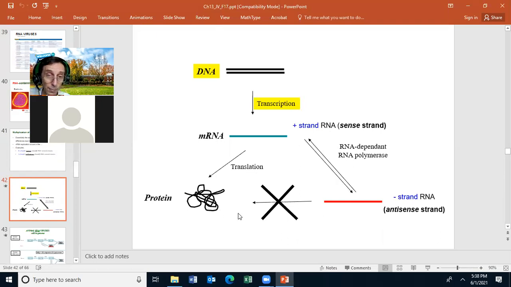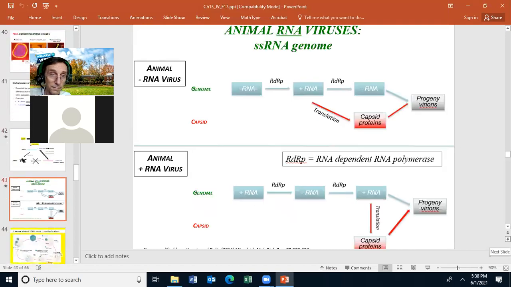Now, if the genome is a double-stranded RNA virus, it's very simple. You make the genome single-stranded, and you use one strand to make a copy of the other strand. Any questions about viral replication? All right, if there's no questions, I'm going to move on. And I've actually already talked about this, so I'm going to skip it.